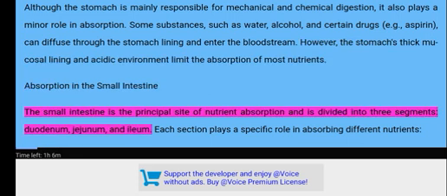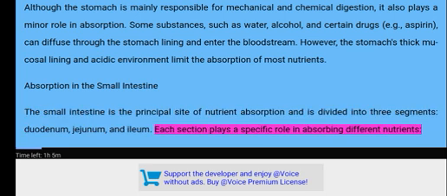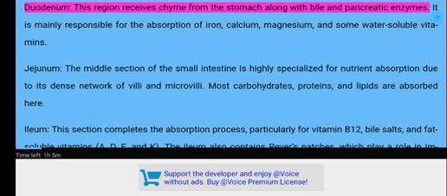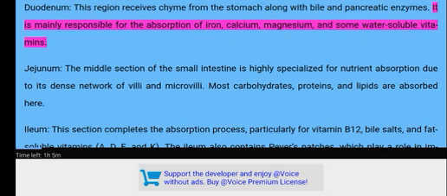The small intestine is the principal site of nutrient absorption and is divided into 3 segments: duodenum, jejunum, and ileum. Each section plays a specific role in absorbing different nutrients. Duodenum. This region receives chyme from the stomach along with bile and pancreatic enzymes. It is mainly responsible for the absorption of iron, calcium, magnesium, and some water-soluble vitamins.